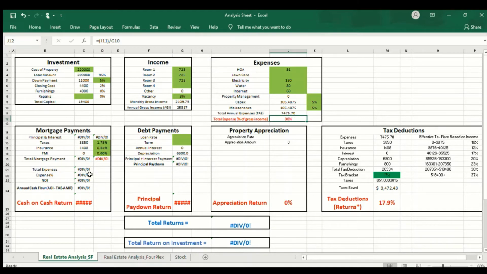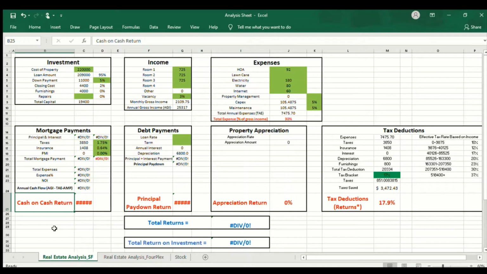Now here at the bottom, we're going to look at the 4 different ways you can make money through real estate investing. The first and the most important way is cash on cash return. What cash on cash return basically is, is your net cash flow divided by your total capital.